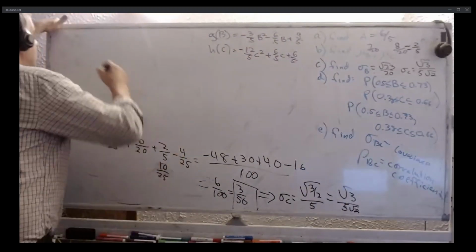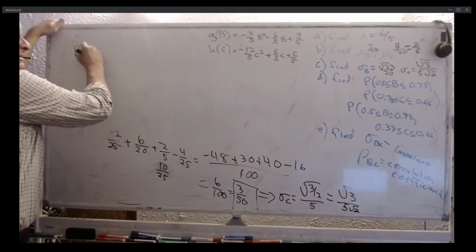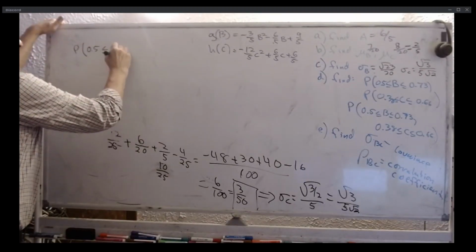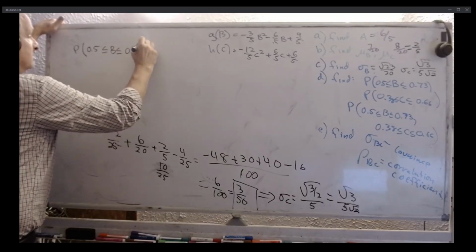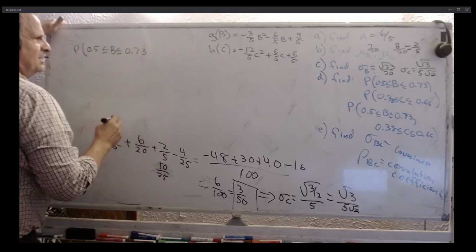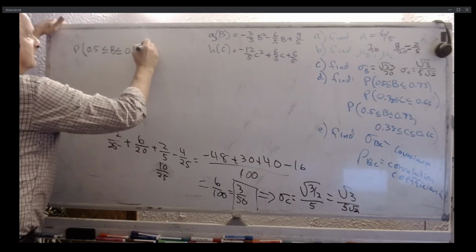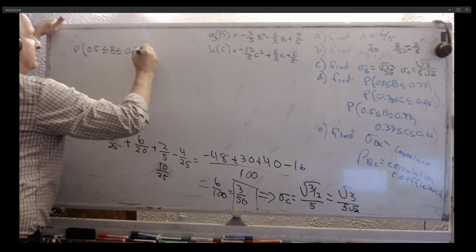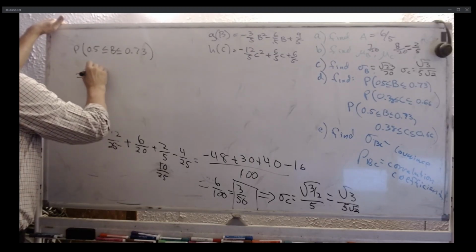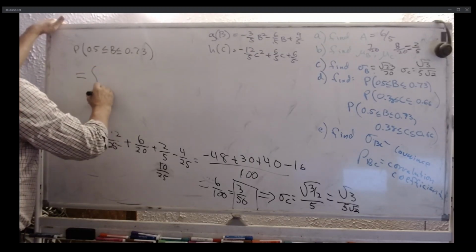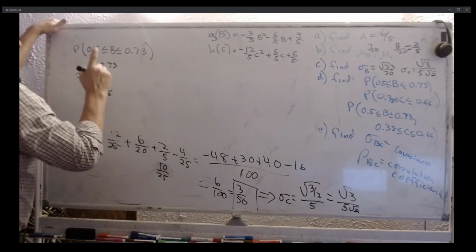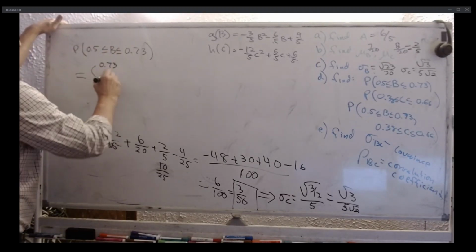So the probability that 0.5 is less than or equal to B, less than or equal to 0.75. Yes, no? 0.73, right? 0.73, I think, right? Yeah. Probably should have made that 0.75 anyway. This equals the integral from 0.5 to 0.73 of G of B only.